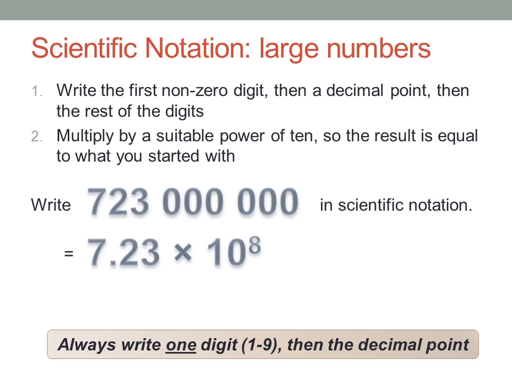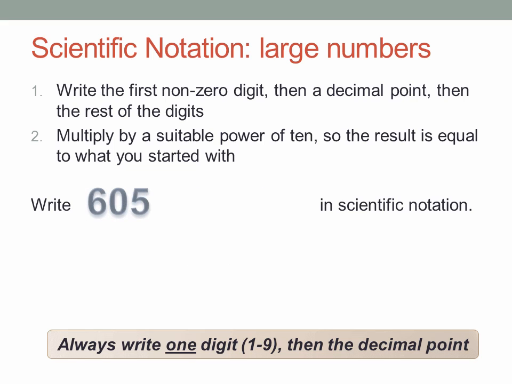Actually, there is a quicker way to get here. The first non-zero digit in our number is the 7. What's the place value of this digit? What's the place value of the 7? It's 700 million, right? The place value is 100 millions, which is 10 to the power of 8. See?